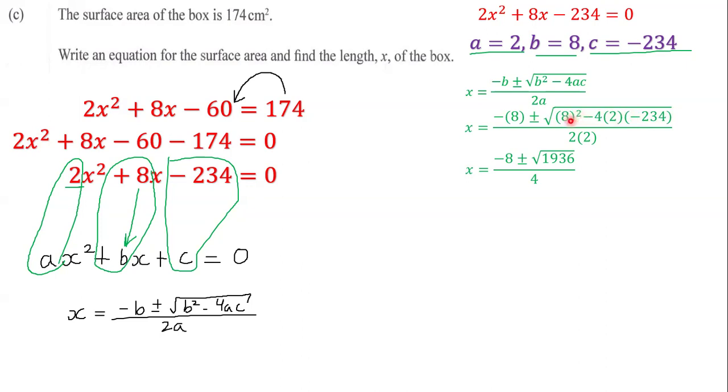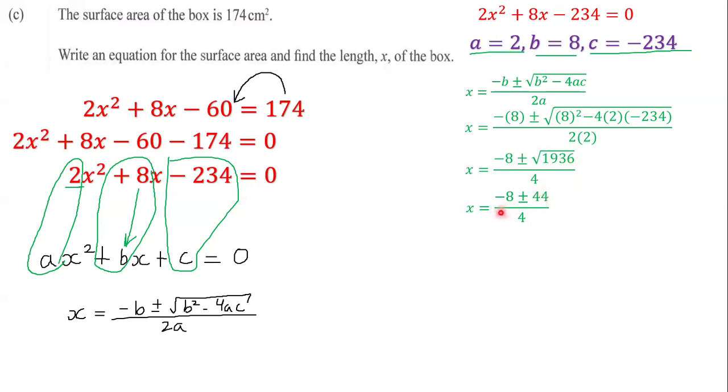So that gives us 1,936. So 8 squared minus 4 times 2 multiplied by negative 234, all of that gives us 1,936. And so we put that square root sign, and we have that x is equal to negative 8 plus or minus the square root of 1,936, all divided by 2 times 2, and 2 times 2 is 4. Now, what is the square root of 1,936? Well, the square root of 1,936 is 44.